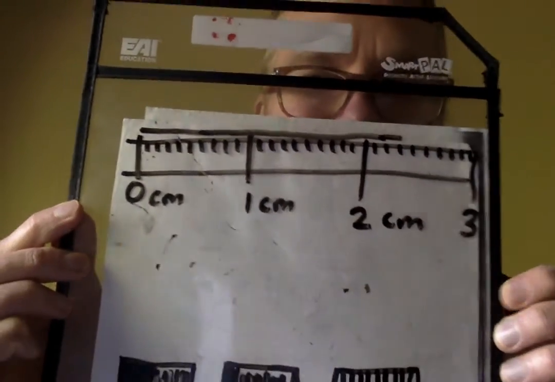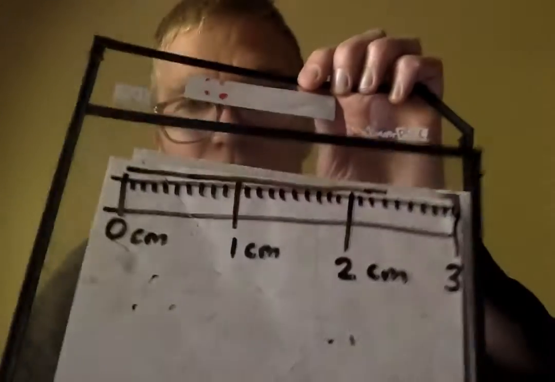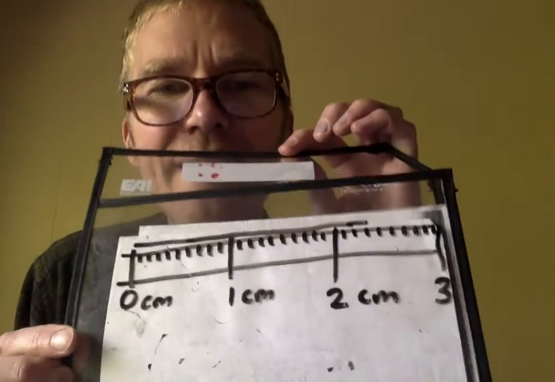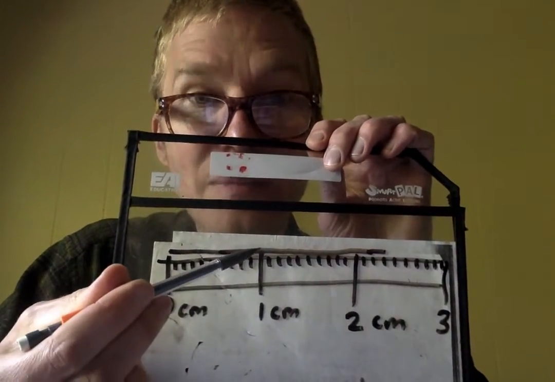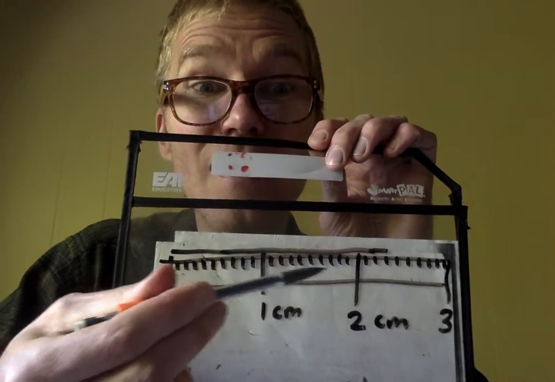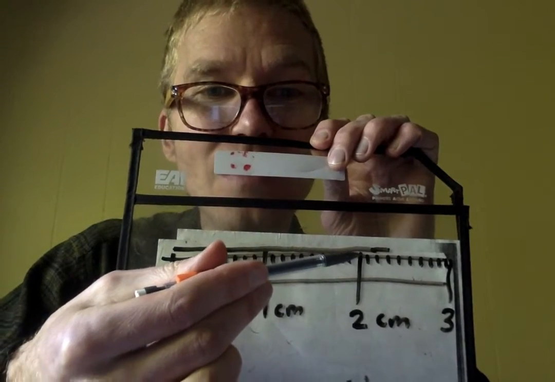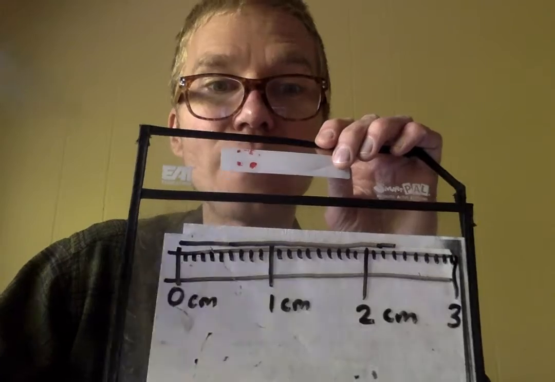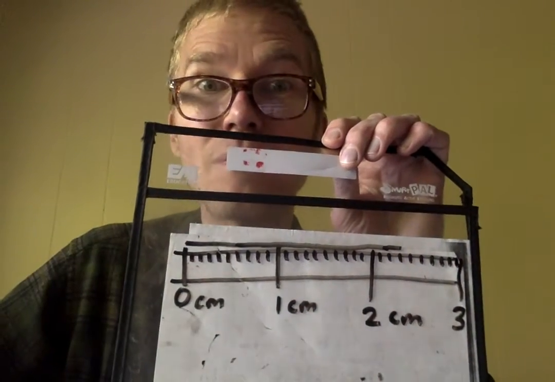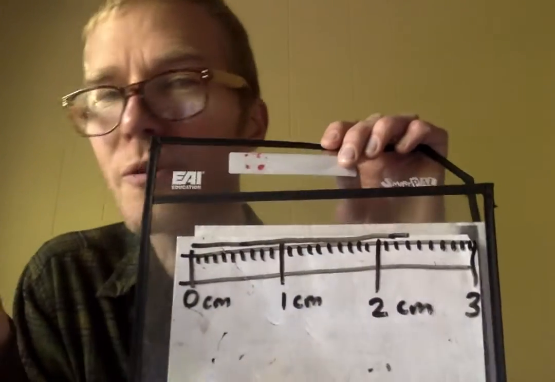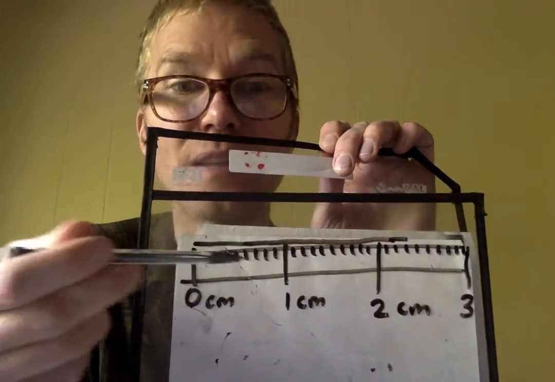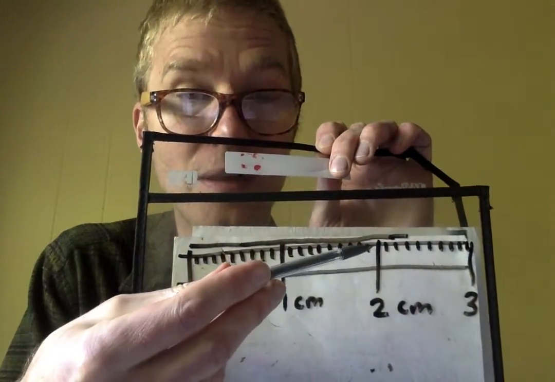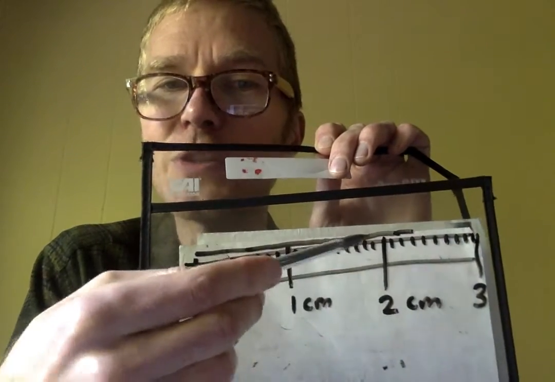Is it more than 1? Heck yeah, it's more than 1. Look at that. It goes way past the 1. Is it more than 2? Yeah, more than 2. Is it more than 3? No. So it's between 2 and 3. So it's going to be 2 point something or other, right? It's at least 2, but it's not 3. So it's 2 point something.